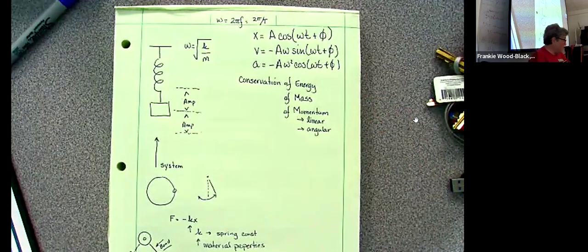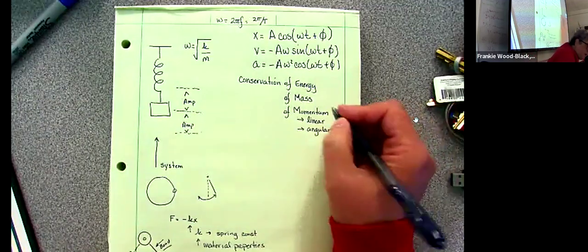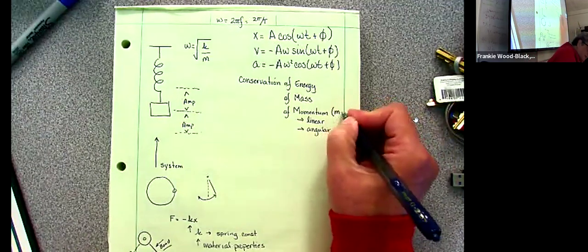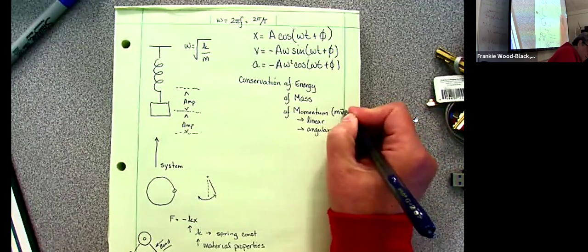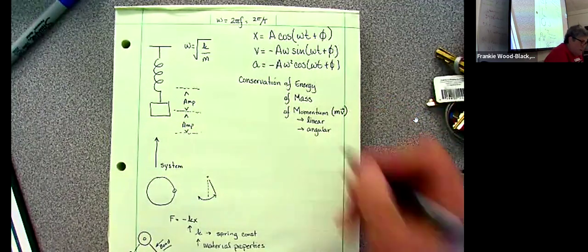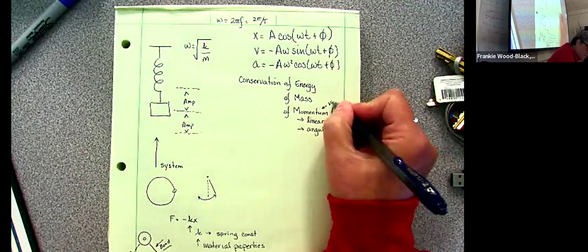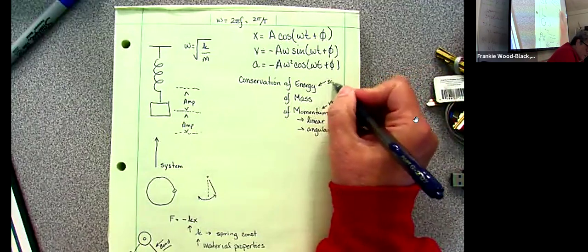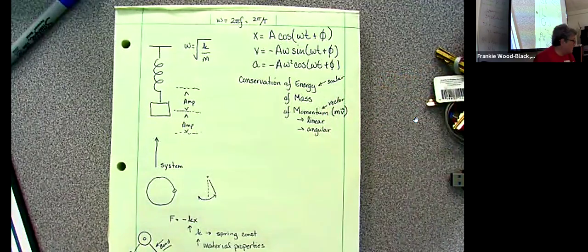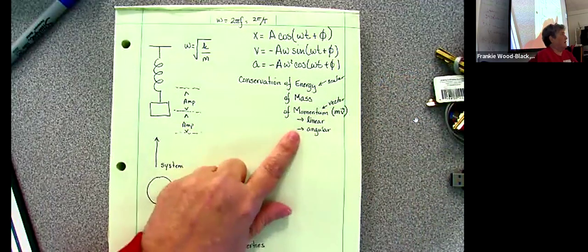But I have conservation of momentum. Just to remind folks, momentum is defined as mass times velocity. Momentum is a vector quantity. Energy is a scalar quantity, which is why we like working in energy. I don't have to mess with direction. Things are a lot easier. But I do got to work with momentum.